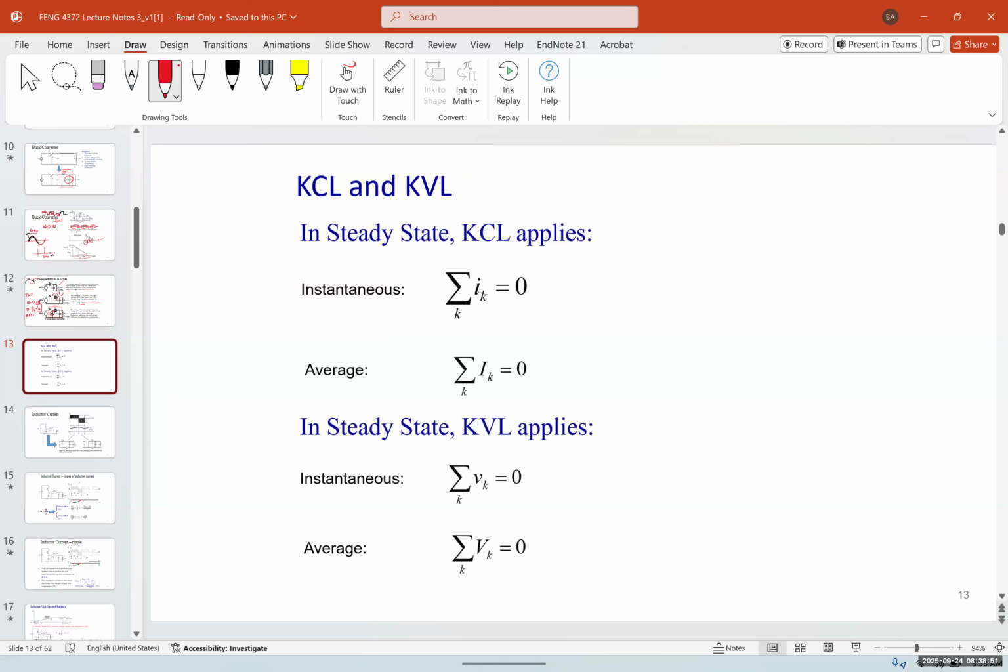So KCL, KVL, and steady state KCL applies as follows. The instantaneous sigma of all the currents would be 0. The average would also be 0. In steady state, also KVL applies, meaning the instantaneous summation of the voltages is going to be 0, and the average is going to be also equal to 0.